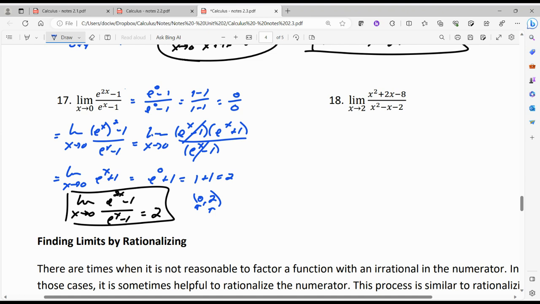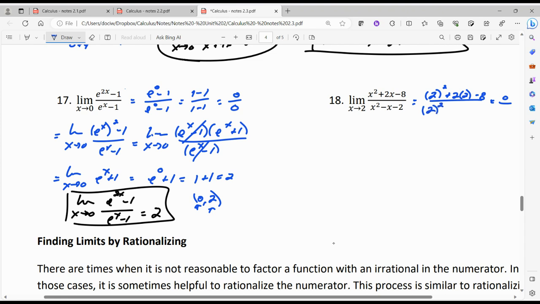Now, if you look at number 18, a little bit more exciting because I don't have a single factor in the denominator or the numerator like all my previous problems have had. This time, if I put in 2 for the x, I have 2 squared, which is 4, plus 2 times 2, which is 4, minus 8. So 4 plus 4 is 8, minus 8 is 0 for my numerator. I know where this is going.